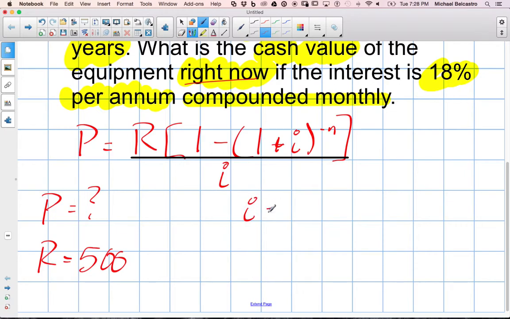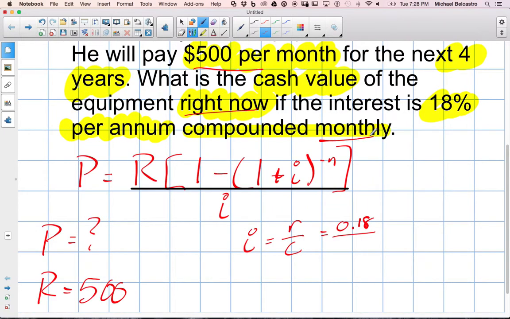I is always calculated by the interest rate over the compound period. So the interest rate, 0.18, and this one's compounded monthly, so divided by 12. So we'll have to figure out what that is exactly: 0.015. And on top of that, N times years. The number of compounding periods is 12 times the number of years, which is 4, so we have 48. But in this formula, because it's present value, that'll be a negative exponent.